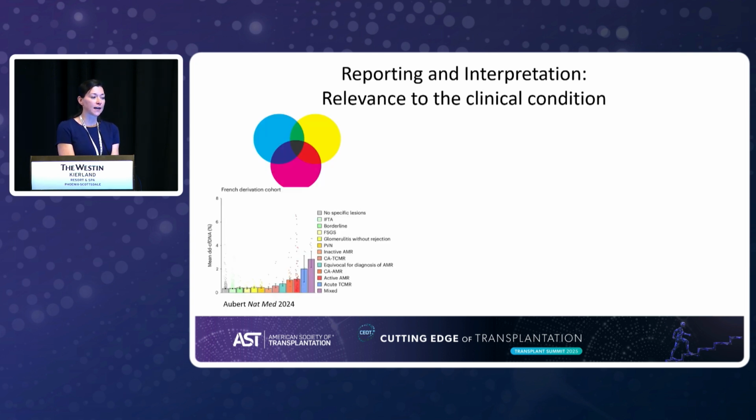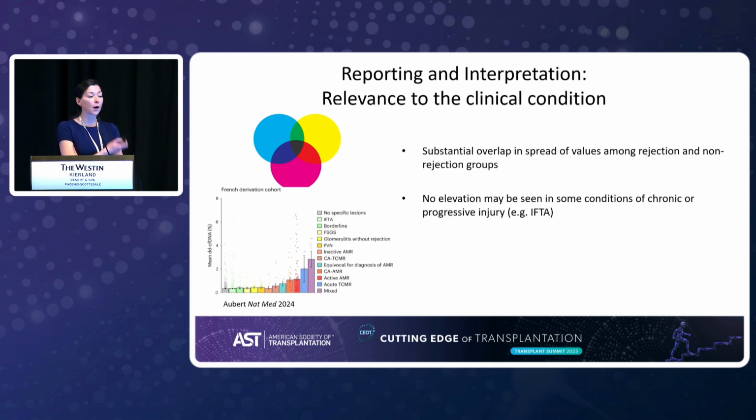There are a lot of studies coming out that are really quite convincing that donor-derived cell-free DNA at the population level is elevated during rejection compared with stable conditions. However, we want to emphasize that there is, at the individual level, substantial overlap in the spread of values between rejectors and non-rejectors. And in this very nice study in Nature Medicine in 2024, what you can see is that even though overall, the trend of donor-derived cell-free DNA is going up among these different forms of allograft injury, there is still substantial overlap and spread between these different etiologies of rejection.